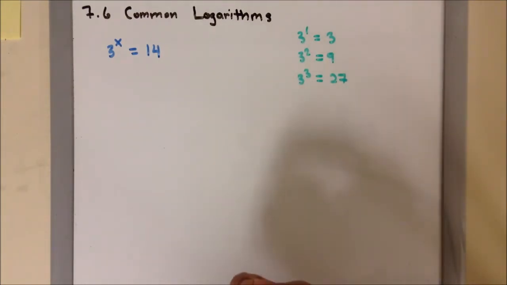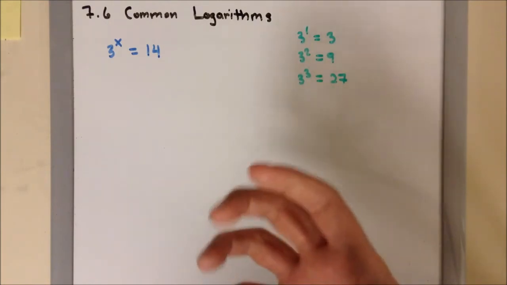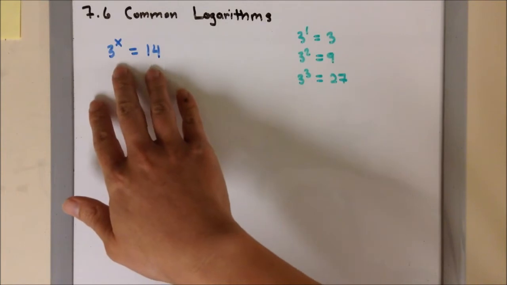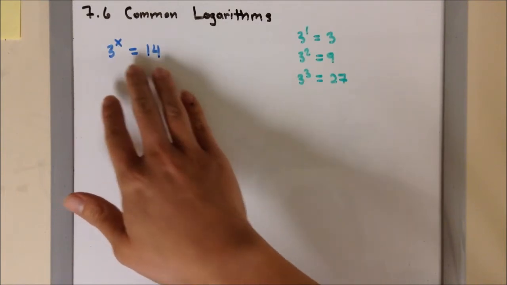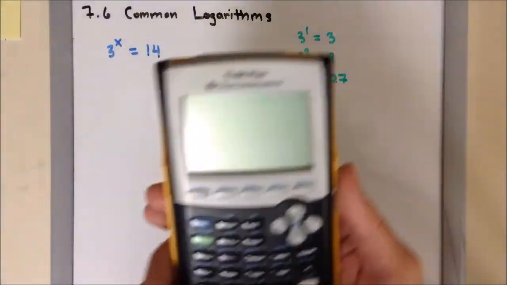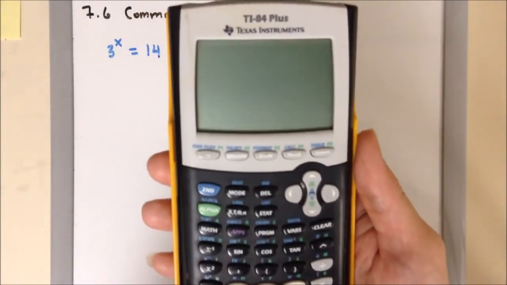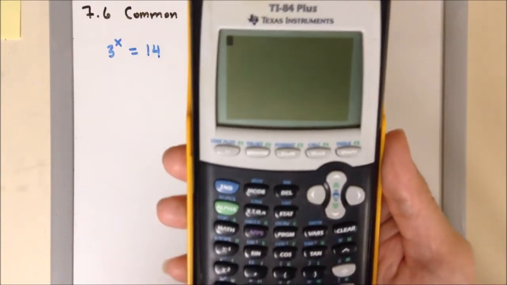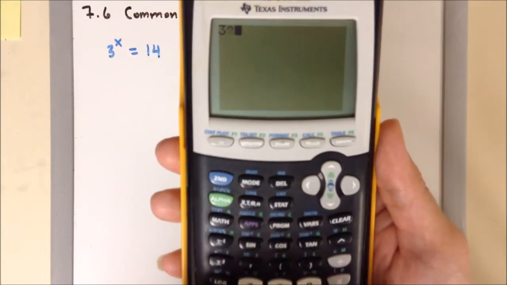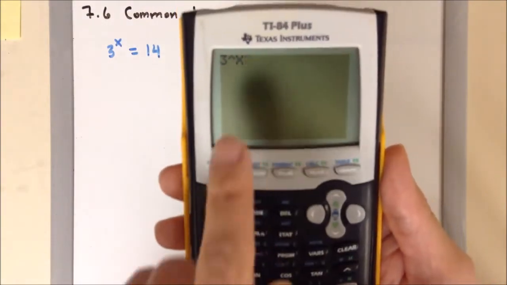But before we can use a calculator, the main gist of the work is the setup, because you cannot type in 3 to the x power equals 14. So here I have a TI-84, a graphing calculator, and it's on. I can still type 3 to the x power, so let me use the x right there.